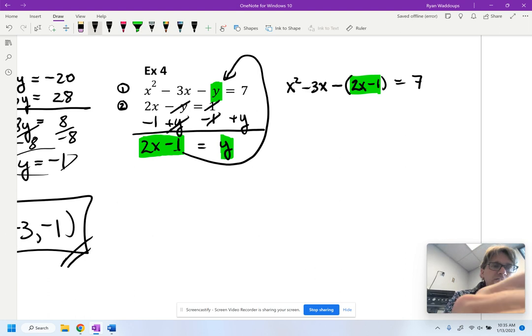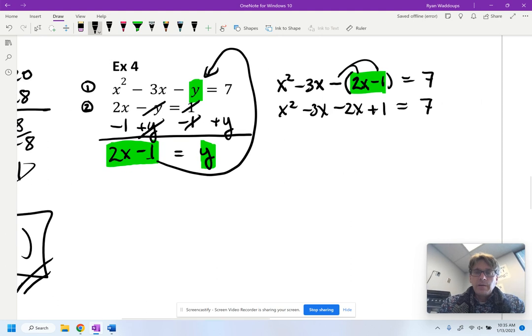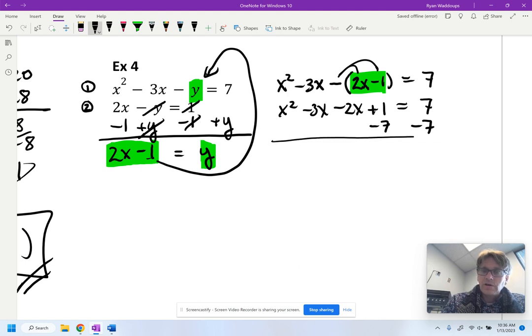Now I need to just solve this. X squared minus 3x minus 2x. I'm distributing the negative. Minus 2x and plus 1 equals 7. I'm going to combine these two terms here, and I'm going to bring the 7 over here by subtracting 7 and subtracting 7. So all of this comes together here. I've got x squared minus 3x and minus 2x is minus 5x.